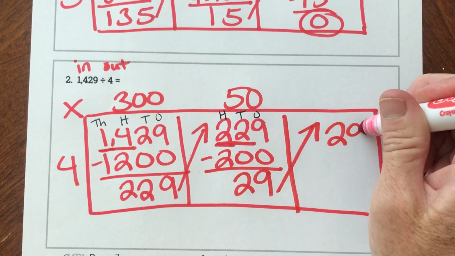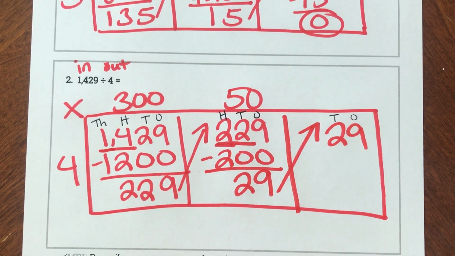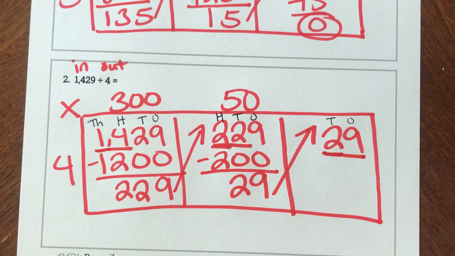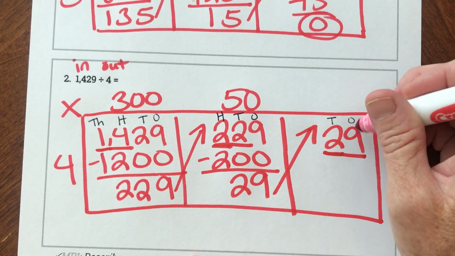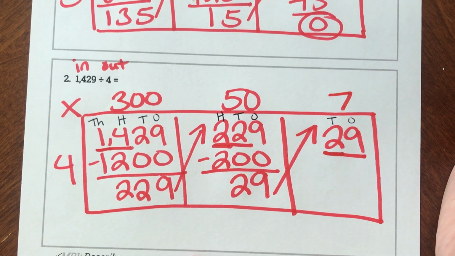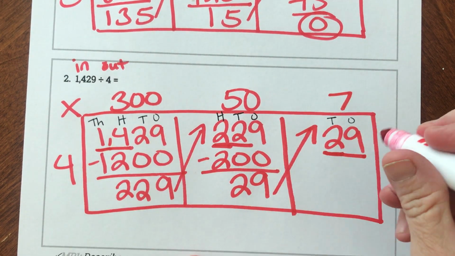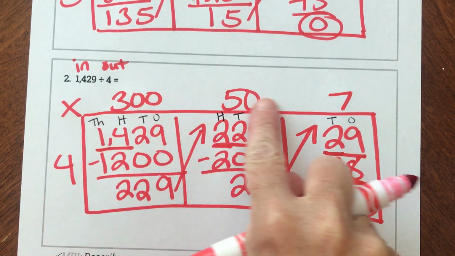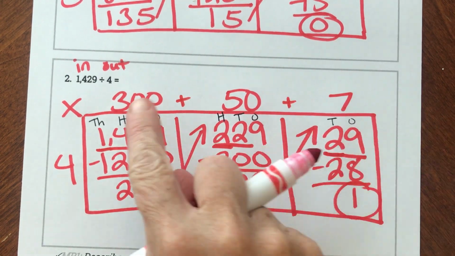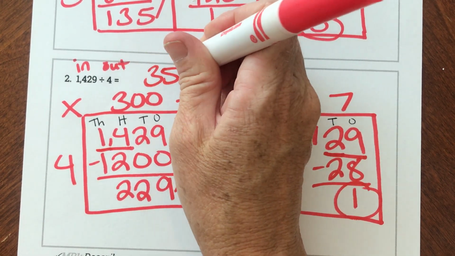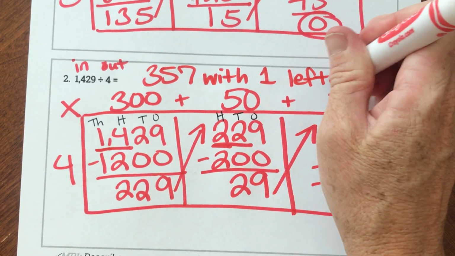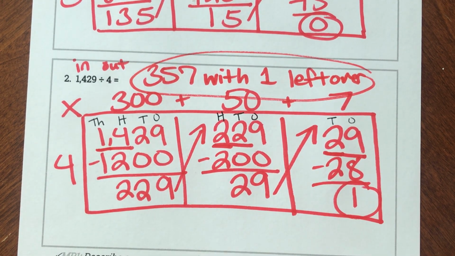And then I'm going to do it all over, start over. Okay, 4 can fit into 2? No. 4 can fit into 29 7 times, because 7 times 4 is 28, and I'm in the ones place value, so it's 7 ones, which is just 7. Okay, 7 times 4 is 28, and I have 1 left. Okay, so these are my partial quotients, and when I put them together, I get 357 with 1 left over. And that is my quotient.